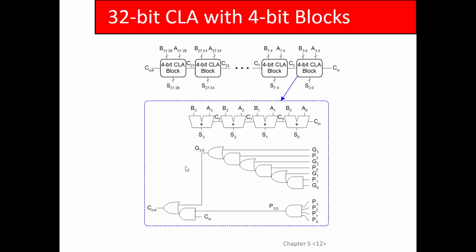But the point is that once you've got these groups of 4, and you've got the generates and propagates for each group of 4, you can use them to put these groups together, and you can calculate the carries between each group of 4 as a function of the propagates and generates of the previous groups. You guys with me?